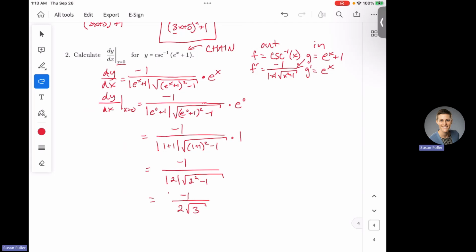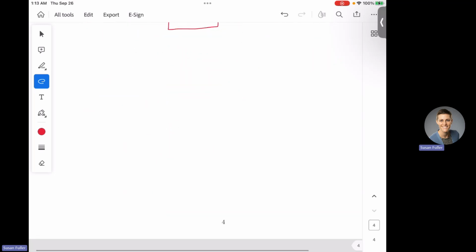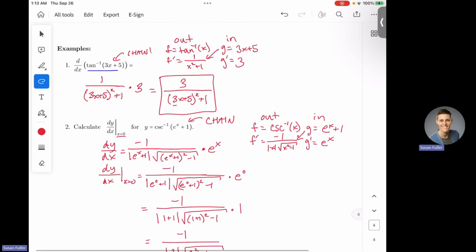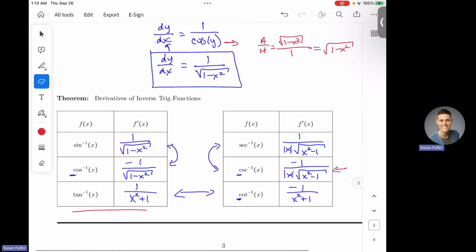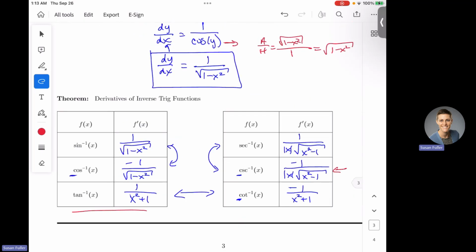And again, you do not have to rationalize for me or for achieve. We are both very happy with -1 over 2 root 3. Okay, so those are your inverse trig functions, and those are going to wrap up section 3.8. So that is section 3.8.